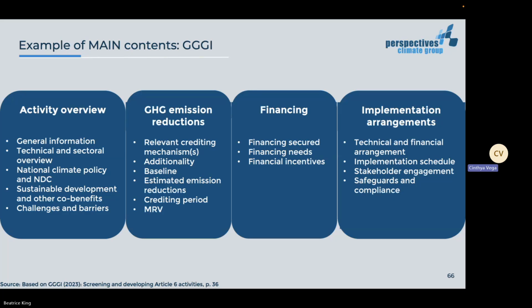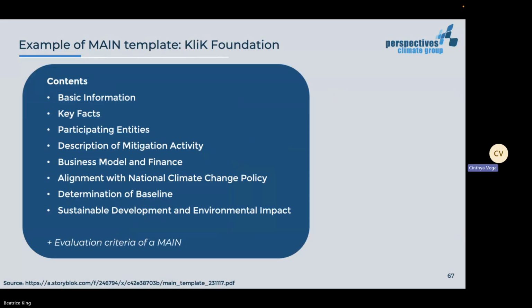Then they also require this MIN to include information on financing. So how the financing will be secured, the financing needs of the activity and other incentives, and overall implementation arrangements. So looking at how the activity or the project developer is engaging with the stakeholders, safeguards compliance, and technical and financial arrangements. Then for the next example, we have the template of the KliK Foundation. And this template is a little bit more simple. The contents are in general the same, because really the main point of a MIN is that it includes the necessary basic information for host countries and buyers to consider their initial interest in the activity.